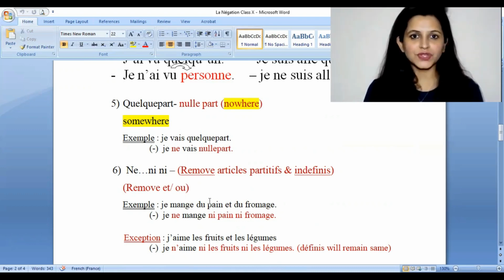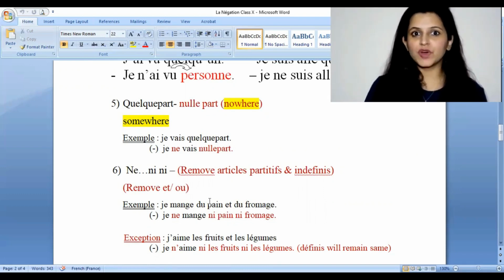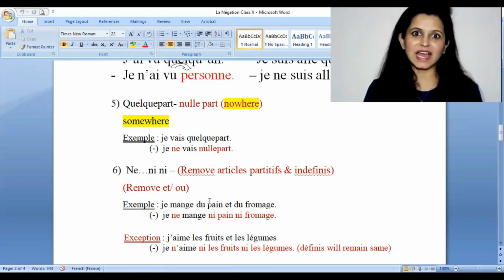Je ne mange, ne always before the verb. And now you will be writing ni with the nouns. So it becomes je ne mange ni pain ni fromage. Now what did you notice here? I have eliminated partitive articles. Yes, I have eliminated partitive articles and the word et. So when you write neither nor, partitive articles and "and" need to be eliminated while making a sentence negative.